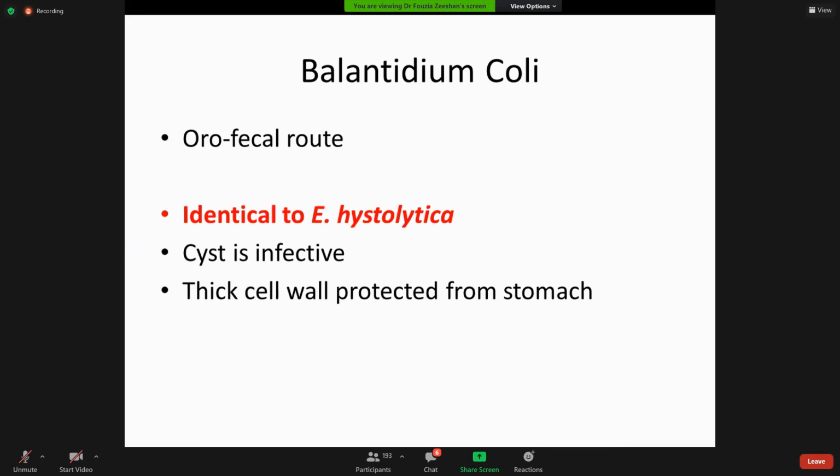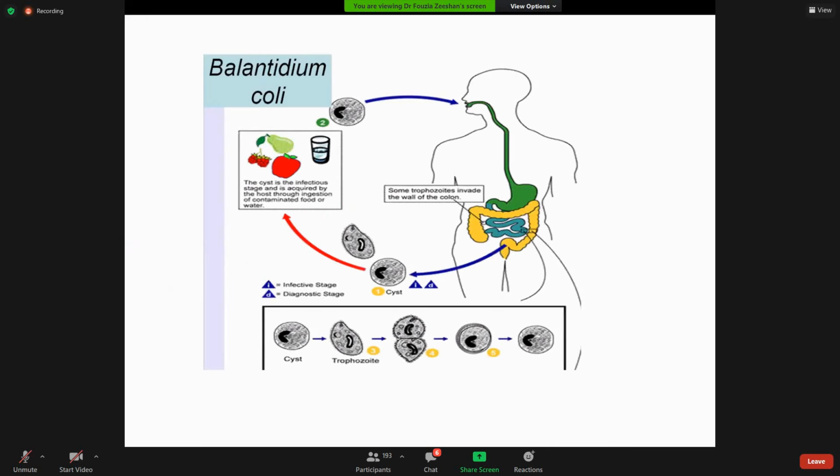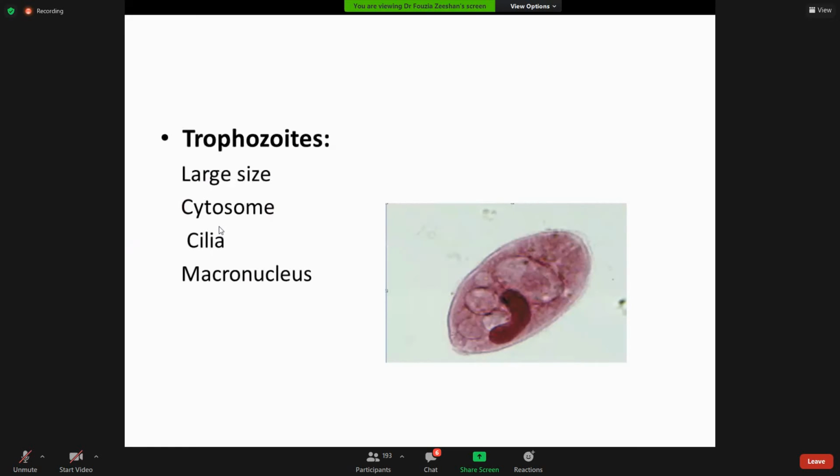Next is Balantidium coli. Again, it is very identical to Entamoeba histolytica. The cyst is infective, and due to the thick cell wall, it is protected from the acidic conditions of the stomach. The trophozoites are large, and they have a cytostome, and this is the macronucleus. You can see that, and it has cilia. Always remember that trophozoites are motile. They have either cilia or flagella for movement, but the cysts are non-motile structures.